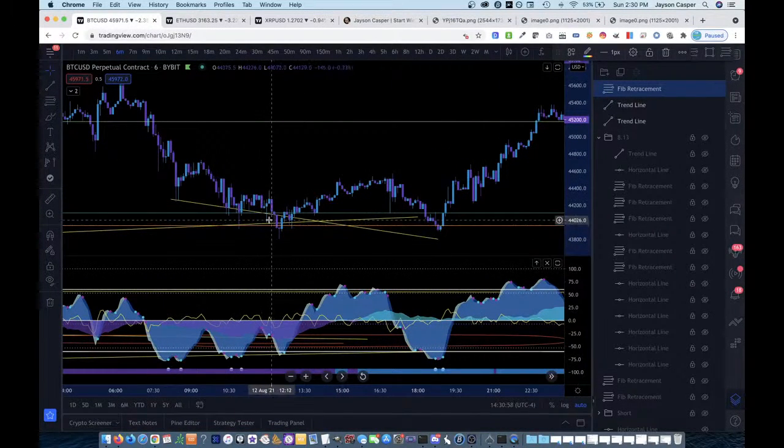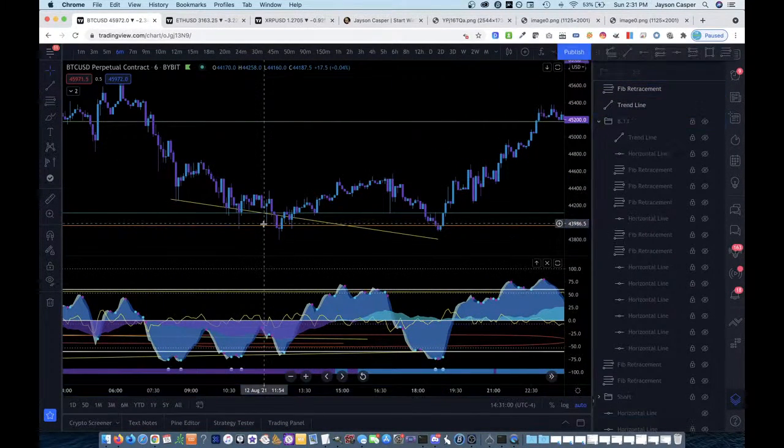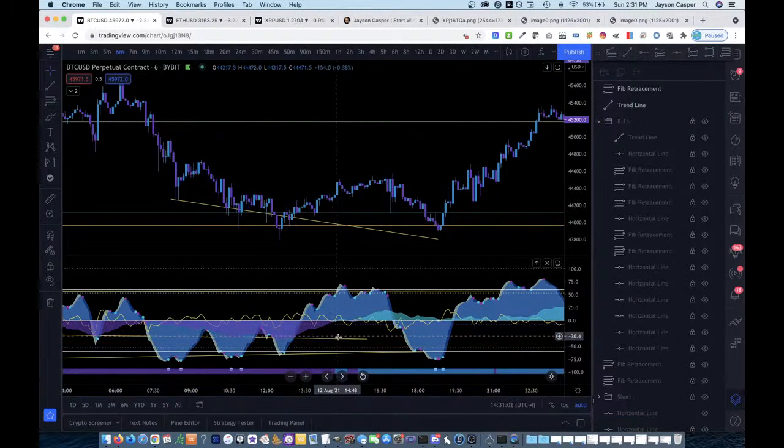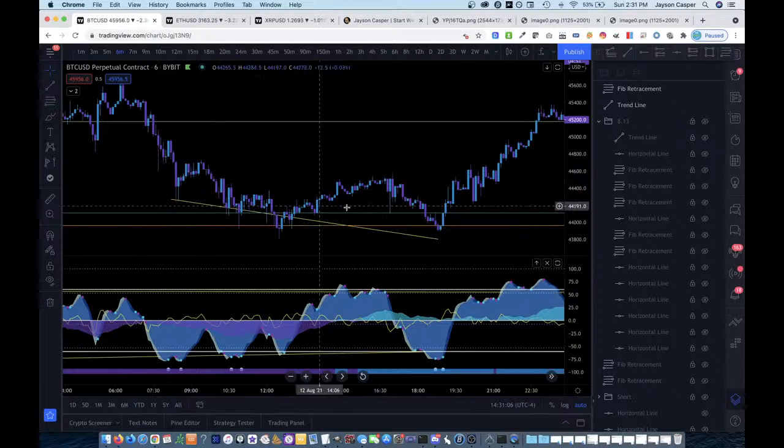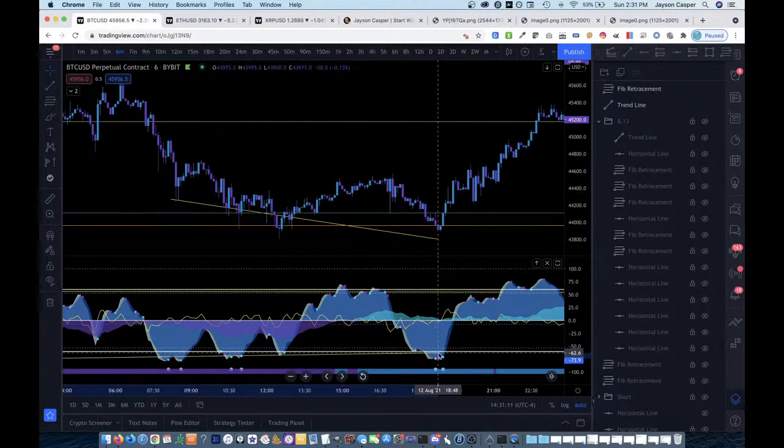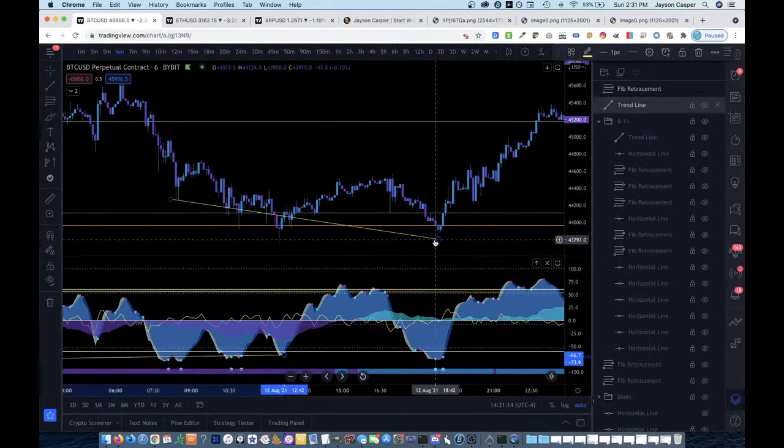On the 6 minute, let me remove this line so we can see more clearly here, and remove this circle. We can see on the 6 minute, as price is getting lower, money flow is getting higher. We can see right here, price is coming lower.